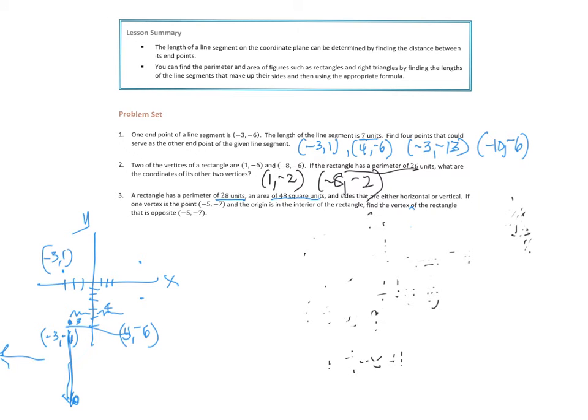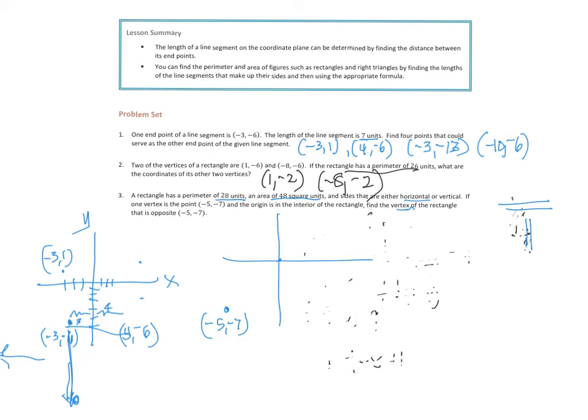length times width, of 48, and the sides are either horizontal, so horizontals like this, or verticals like this. If one vertex is -5, -7, and the origin is the interior. The origin is the interior of the rectangle, so it's on the inside. Find the vertex of the rectangle that is opposite -5, -7.